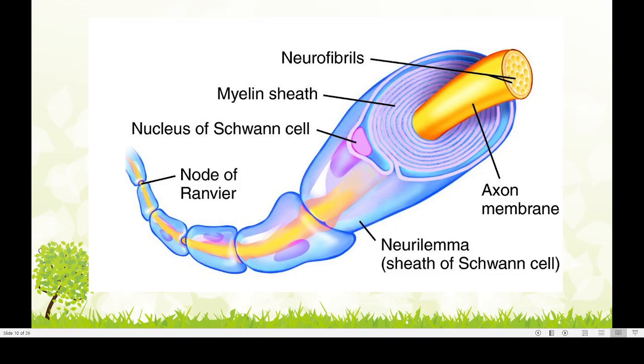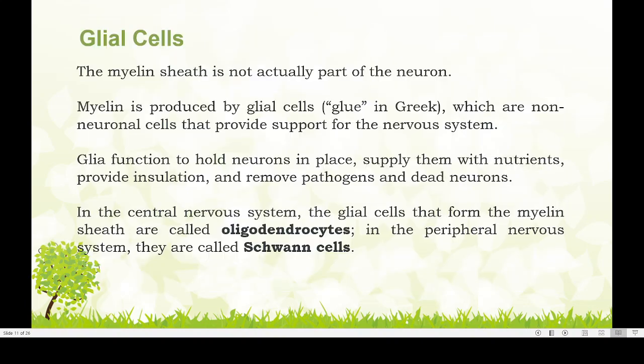Here you can see the nodes of Ranvier are shown, the myelin sheath is shown, then the nucleus of the cell called the Schwann cell; each will have a cell called a Schwann cell. Then the neurolemma, the sheath of the Schwann cell, is shown. So these are the different areas of the myelin sheath. Then another point is regarding the glial cell.